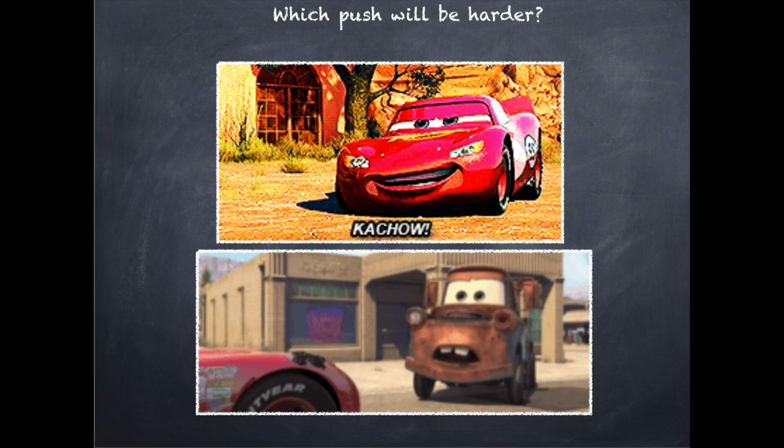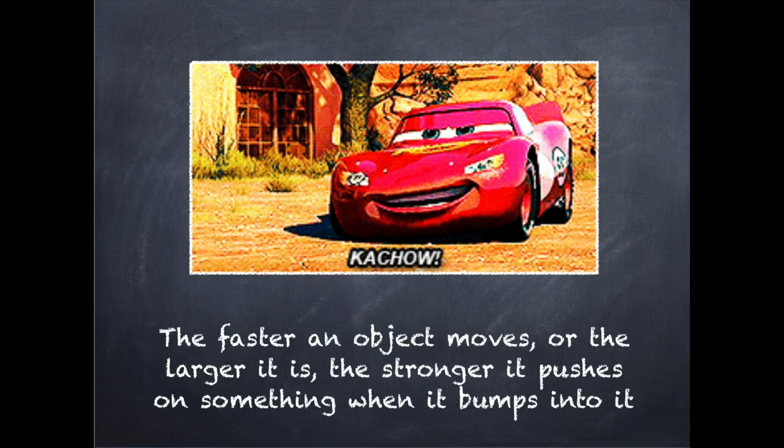In this example with Lightning McQueen versus Mater, which push will be stronger? Well, it's going to be Lightning McQueen because he can go a lot faster than Mater. So we know that the faster an object moves or the larger an object is, the stronger it pushes on something when it bumps into it. So factors like how big something is and how fast something is can affect force.